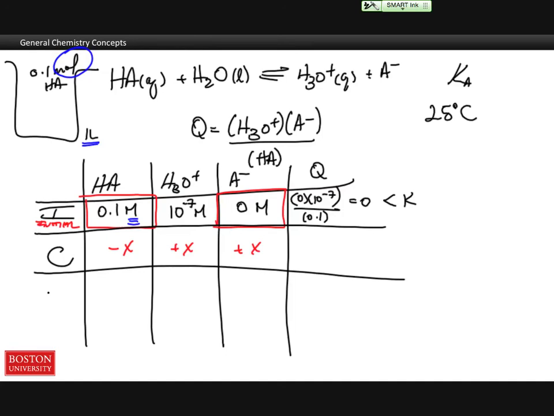What are we left with once we reach equilibrium? That's my next row of my ICE table. So 0.1 minus X, 10 to the minus 7 plus X, and X. And what's the value of Q once we reach equilibrium? That's K, and since this is an acid, Ka.